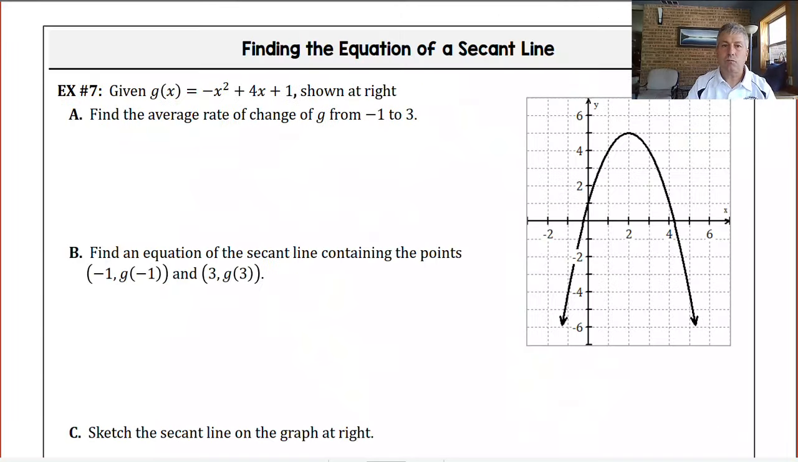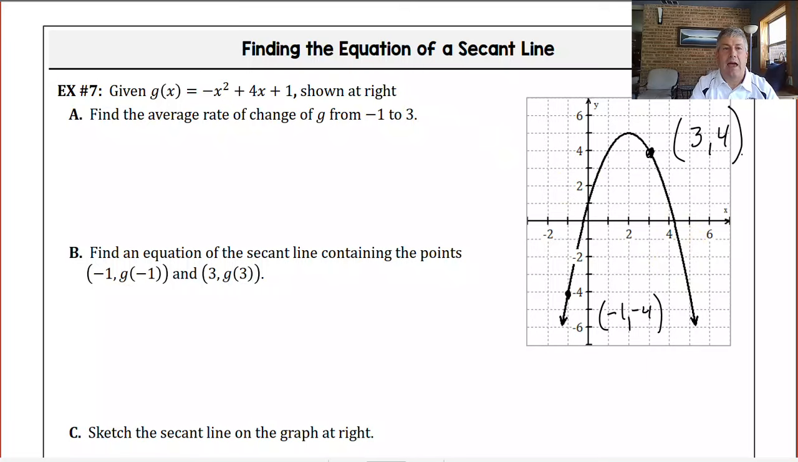It's 2. In example 7, we're given a function, g of x equals -x squared plus 4x plus 1. The graph of that is shown here at the right. It says find the average rate of change of g from -1 to 3. So when x is -1, y is -4, so that's the ordered pair (-1, -4). And when x is 3, well, that was kind of handy. We have the ordered pair (3, 4).